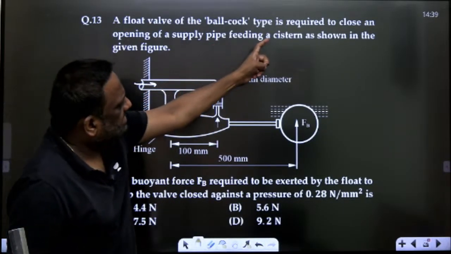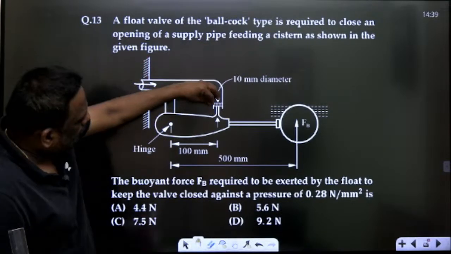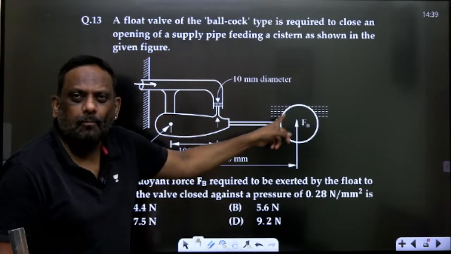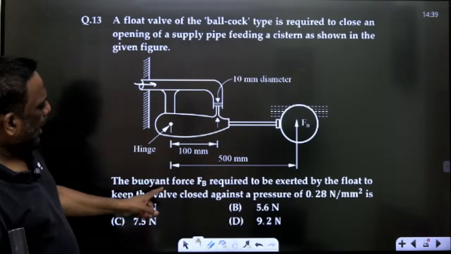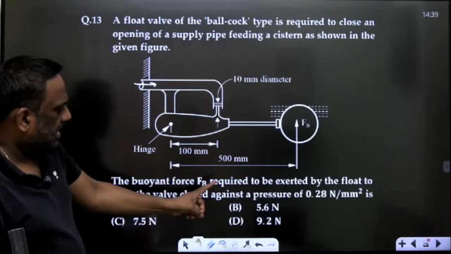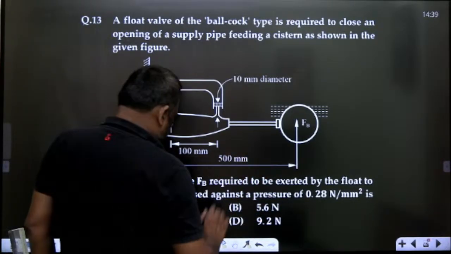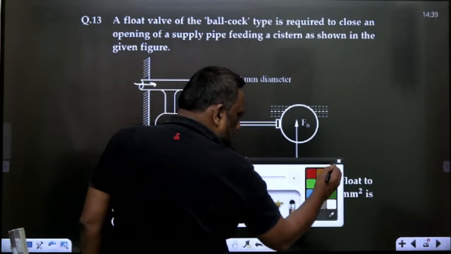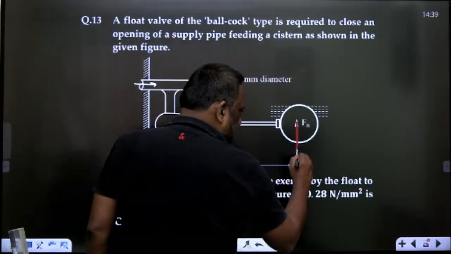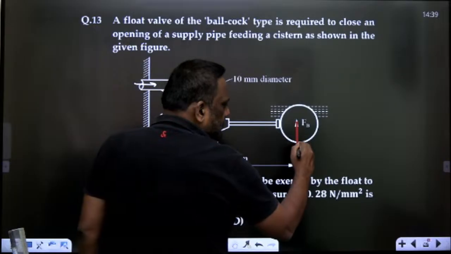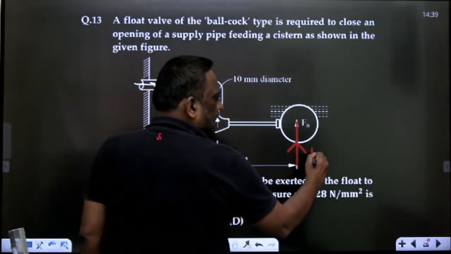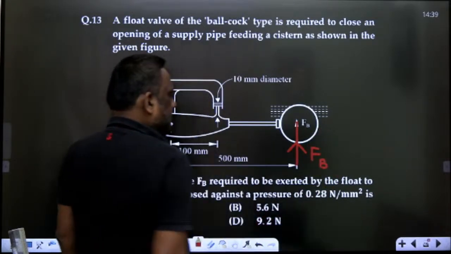By receiving a system as shown in the figure. So we have to close this valve with the help of the ball cock. The buoyant force required to be exerted by the fluid to keep the valve closed against the pressure of 0.28. I'll make you understand. There is a buoyancy force here. This is all fluid, and on this fluid the buoyancy force is acting.